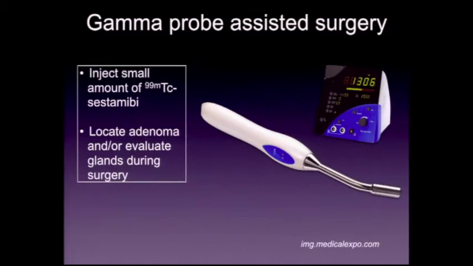Gamma probe-assisted surgery is quite interesting. It involves injecting the same tracer, technetium sestamibi, but in a smaller amount, and then through a small incision in the neck, locating the adenoma during surgery with a probe that you see here.